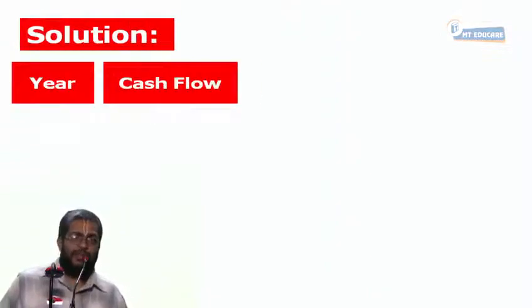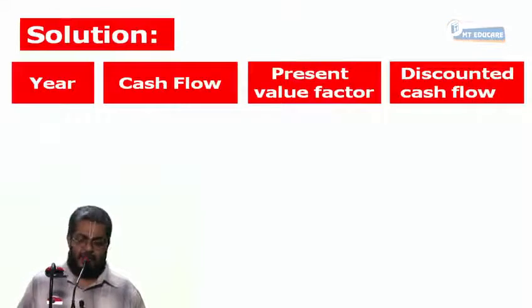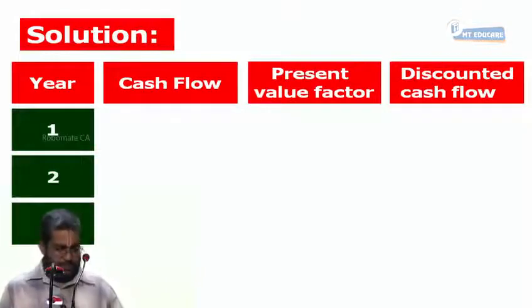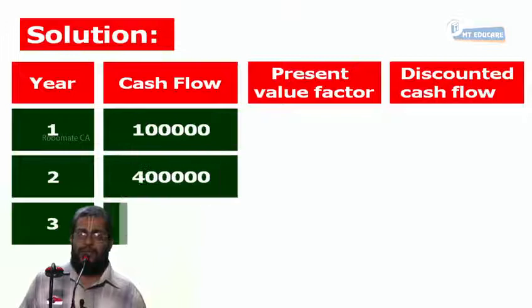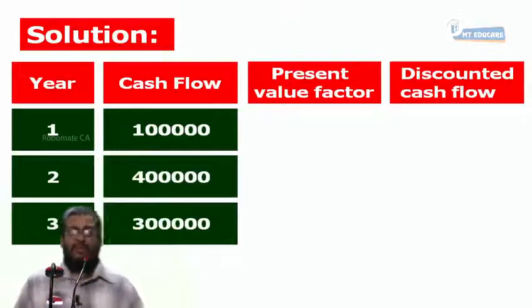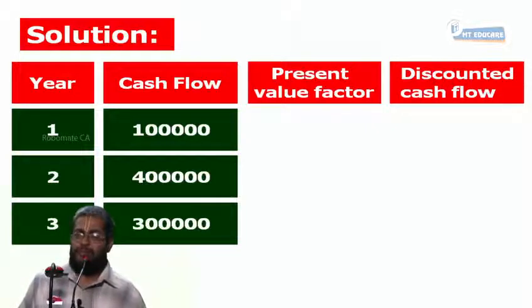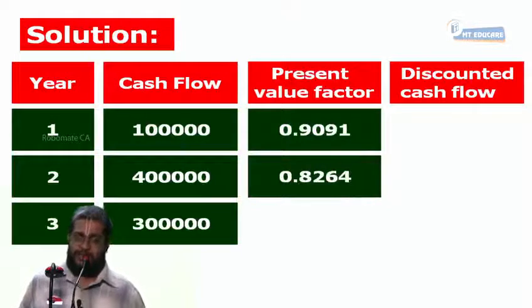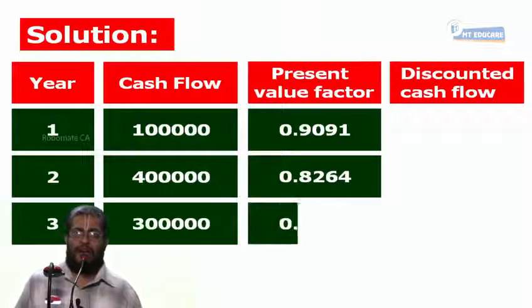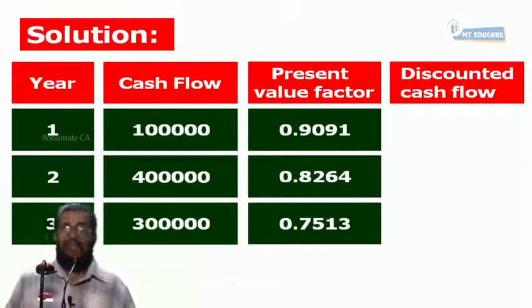Year, cash flow, present value factor, discounted cash flow. Years 1, 2, 3. Cash flow is 1 lakh, 4 lakhs, 3 lakhs. Present value factor for the first year is what? 1 divided by 1.10 is equal to 0.9091. The next is 0.8264. The next is 0.7513.